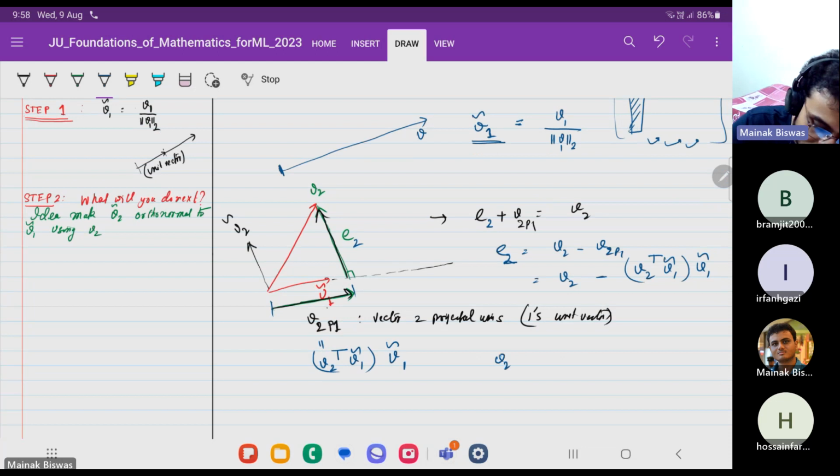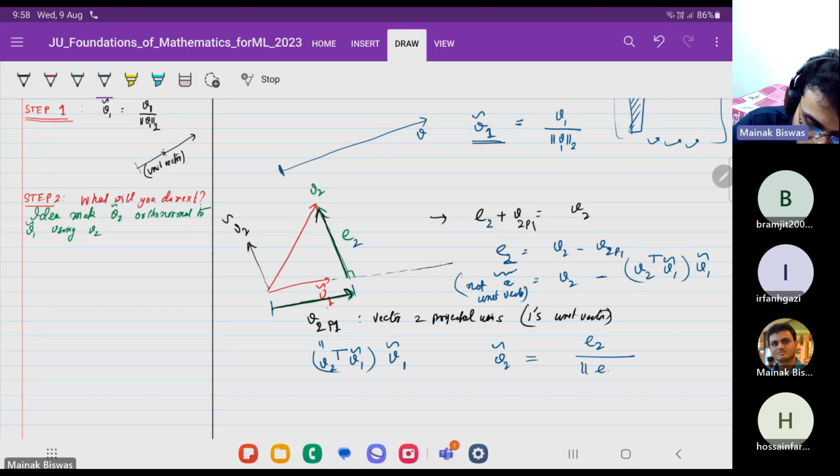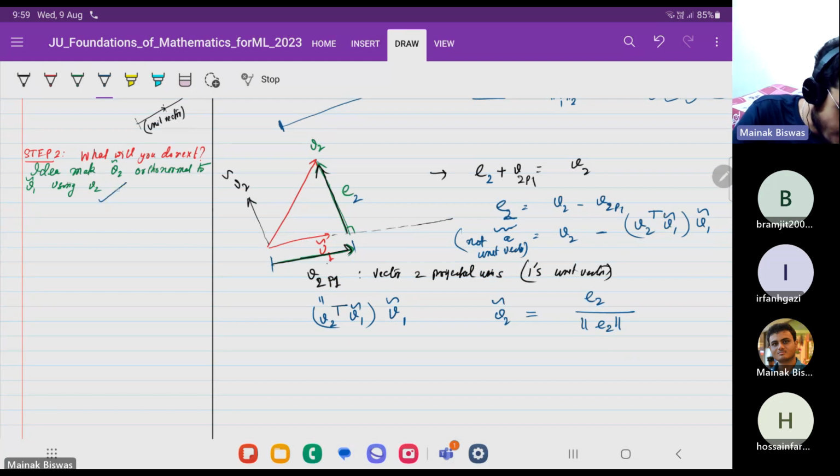So now how will I get v2 tilde, which is a unit vector? This E2 is not guaranteed to be a unit vector. So how will I get the unit vector? I will do E2 by mod E2, right? You only told me. Correct? Yes. So step 2, we have done for v2.